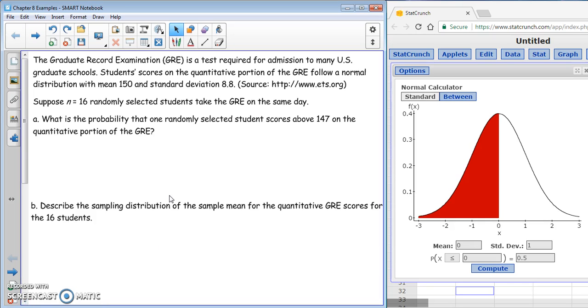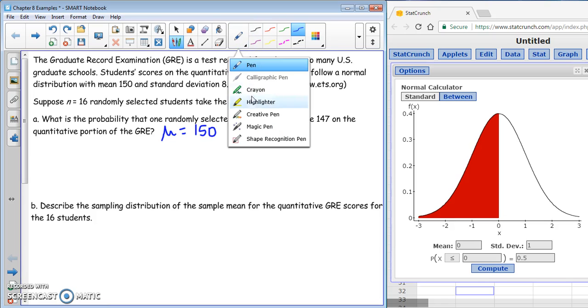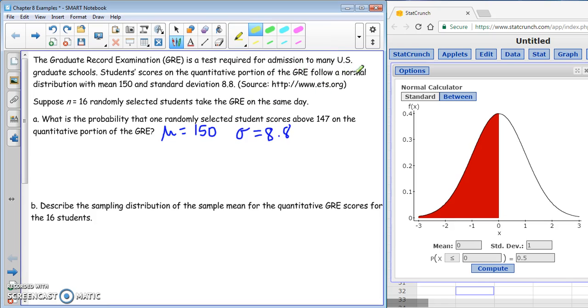So this is nothing out of the ordinary, just like what we did in the chapter with the normal distribution. We have here that our mean is 150 and our standard deviation is 8.8, and that these scores follow a normal distribution. So we are looking for the probability that x is greater than 147. So that's what we're trying to find here.